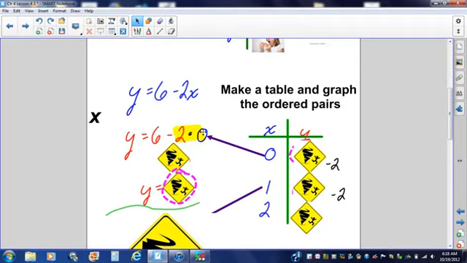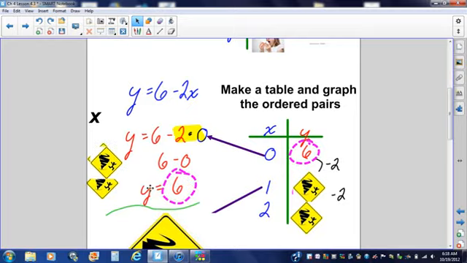2 times 0 gives me 0. I have 6 minus 0, which is 6. Take your 6, put it underneath the y. This will give us our first ordered pair.